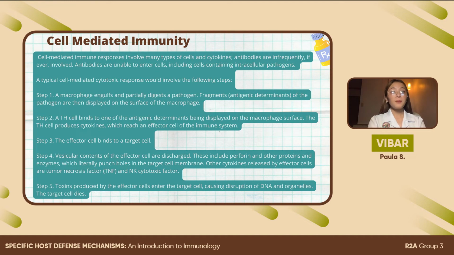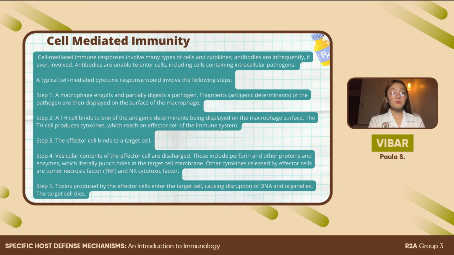Step 1. A macrophage engulfs and partially digests a pathogen. Fragments, antigenic determinants of the pathogen, are then displayed on the surface of the macrophage. The macrophage acts as an antigen-presenting cell. Step 2. A Th cell binds to one of the antigenic determinants being displayed on the macrophage surface. The Th cells produce cytokines, which reach effector cells of the immune system, for example, T cells or NK cells. Step 3.